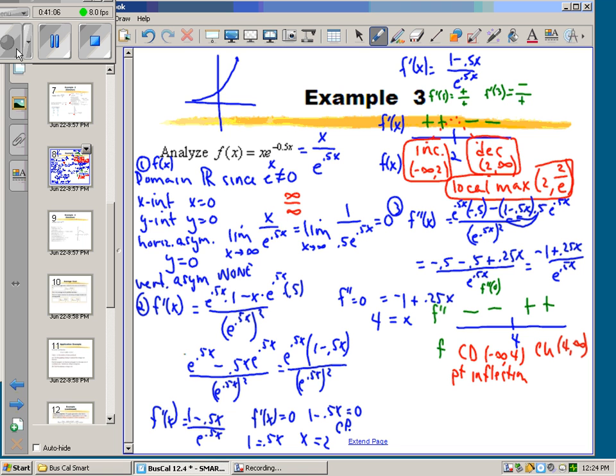So it's going to be the point 4, comma, and then whatever the y value is, which will be 4 over e squared. Okay, so now, trying to put this all together, I'm going to come back up here at the top. It's the only space I have left.